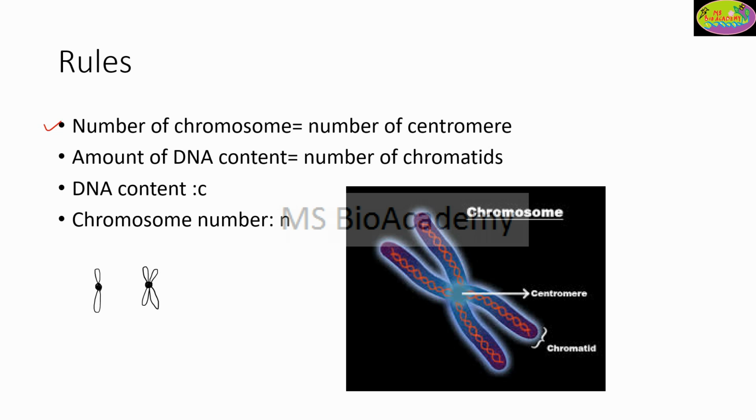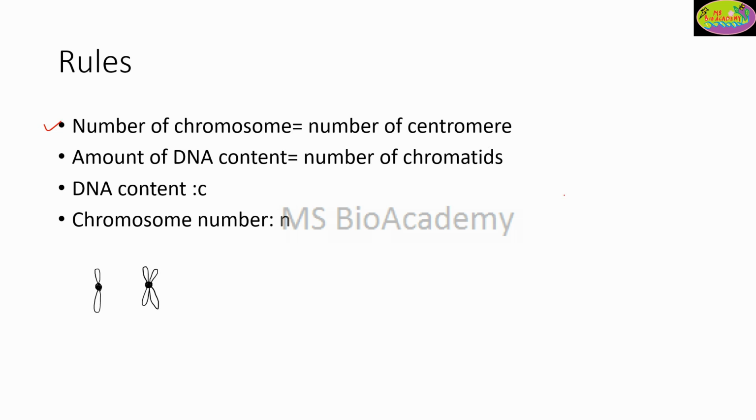So if you see one centromere, there will be one chromosome, right? If you see two centromeres, there will be two chromosomes, and so on. I'll give you an example. Let's suppose this is the centromere with which the chromosome arms are attached, right? You know there is a P arm and a Q arm, both attached, and this is a centromere. So you can see there is one centromere here.